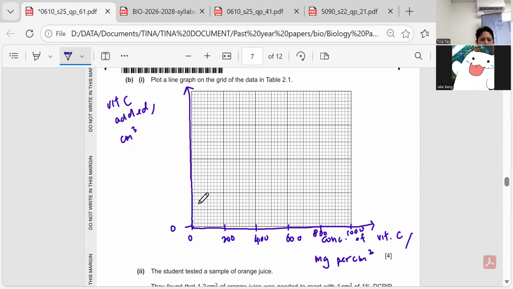So if here is 0, how much did you use? You need to go all the way to 1.6. 1, 2, 3. 1, 2, 3, 4. So what do you do? How much? 0.4, 0.8, 1.2, 1.6. Okay?